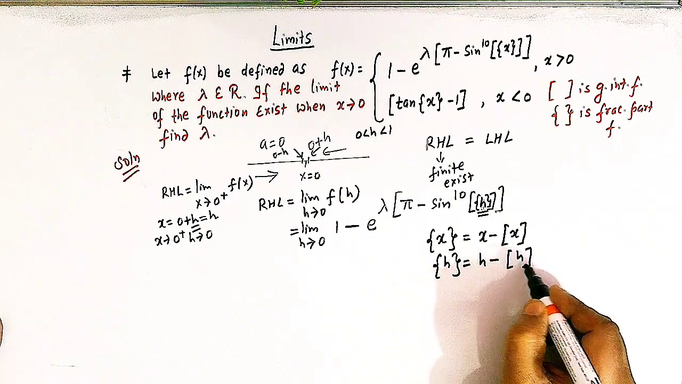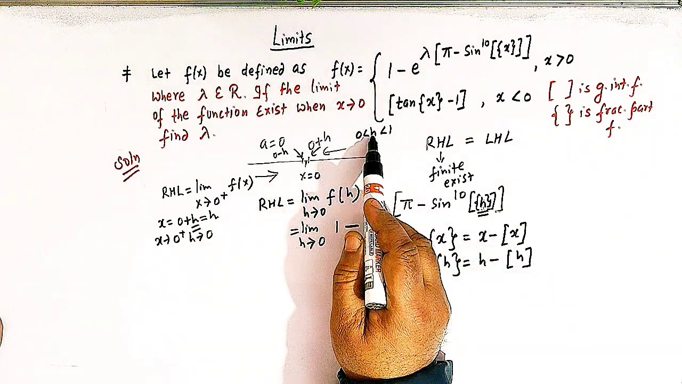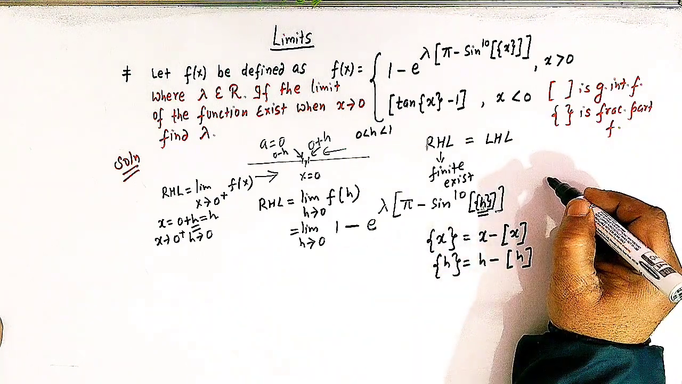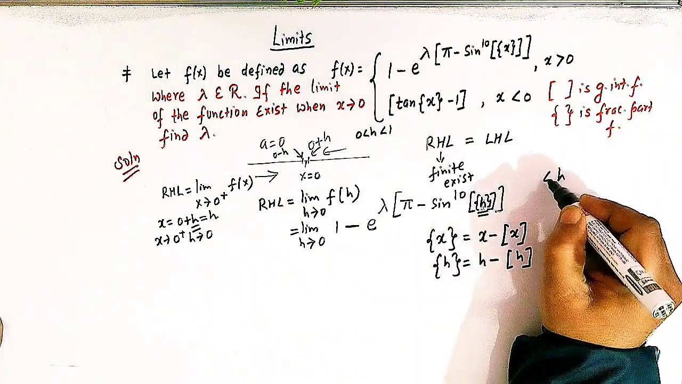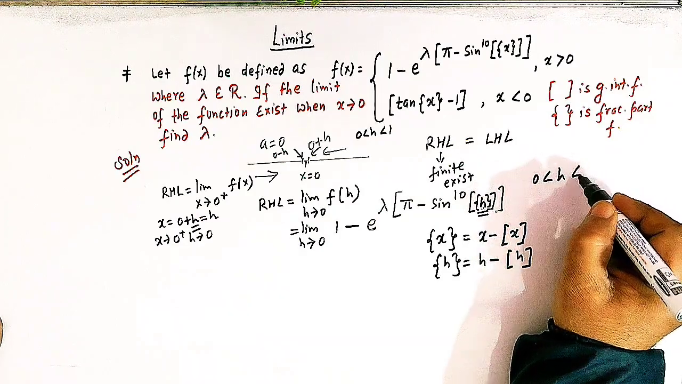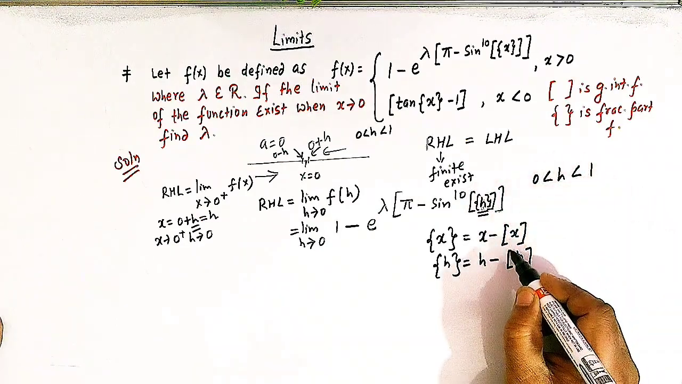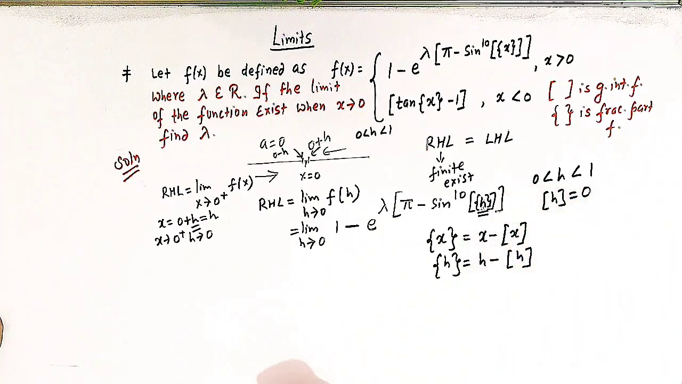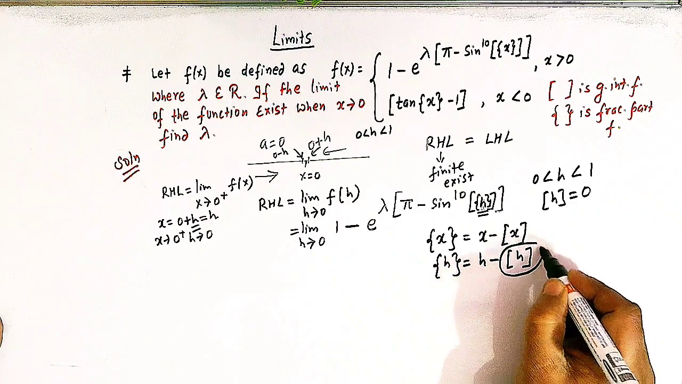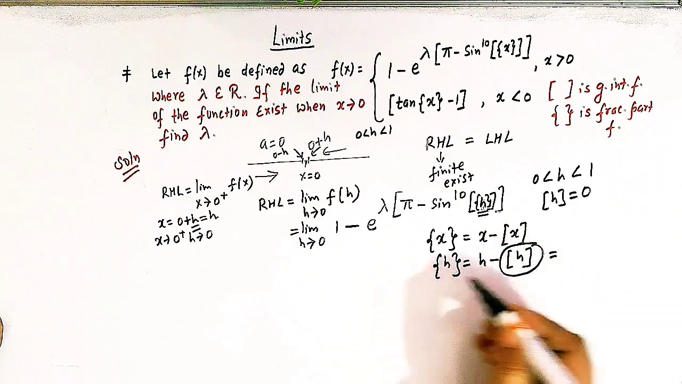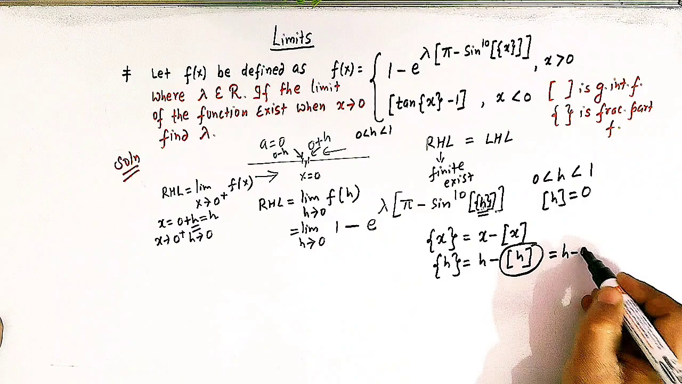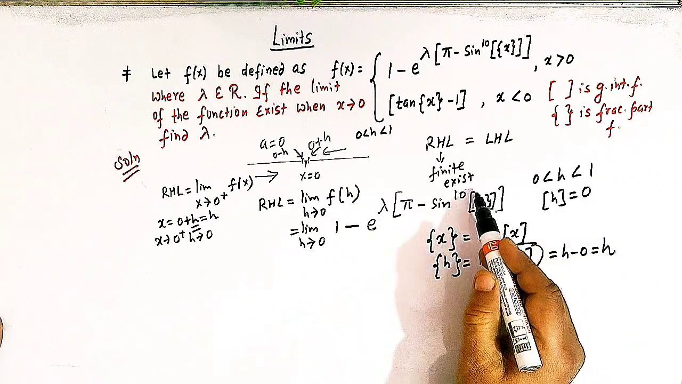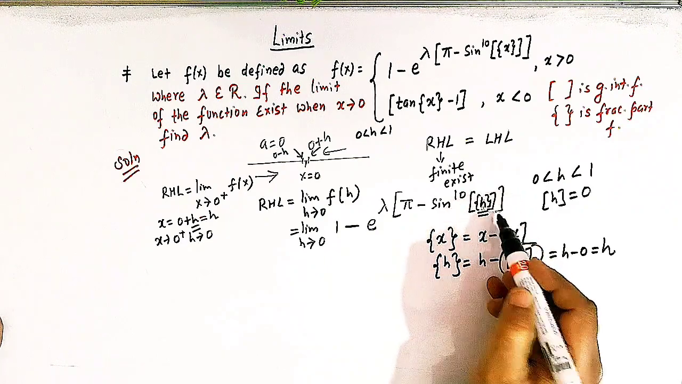Okay, now see, this h is infinitesimally very small, right? So this h is very small, so h is greater than 0, but it is less than 1. So the greatest integer of h is equal to 0. So here we'll write 0. So we have fractional part of h is equal to h minus 0, that is equal to h, right?